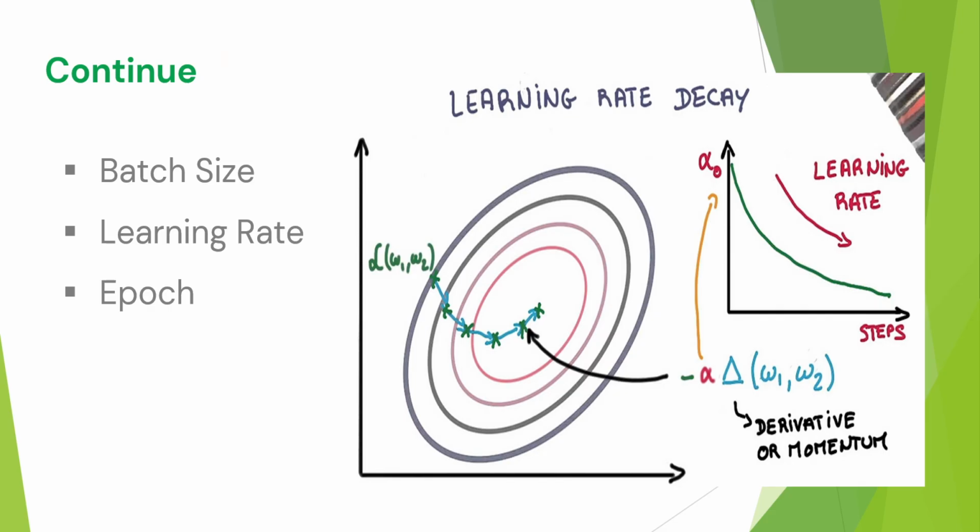Learning rate is the step size at which the model's parameters are updated during training. It controls how quickly the model learns from the data. Epoch means one complete pass through the entire training data set. Its main purpose is to measure the progress of the training process.